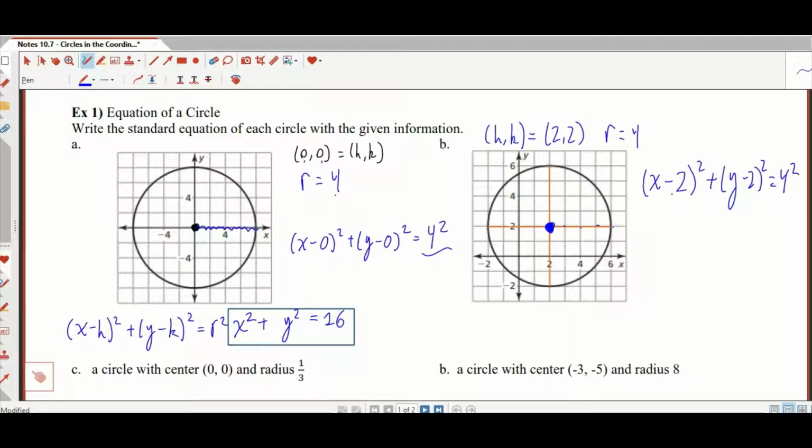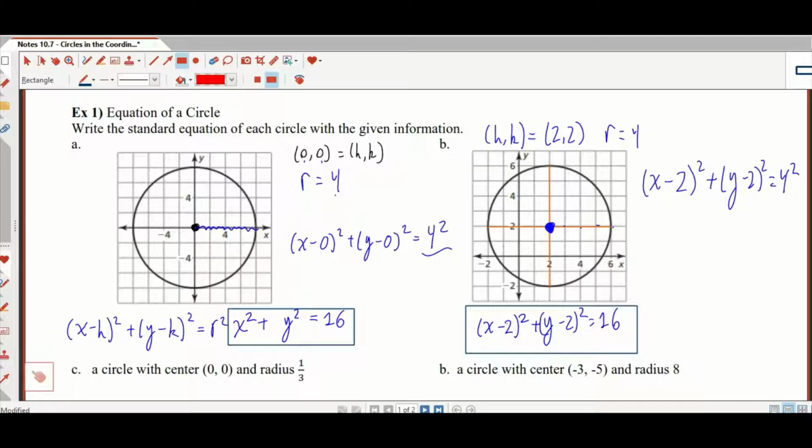And I know what you're thinking. Should I square those out, like x² − 4x + 4 + y² − 4y + 4, and do all that simplification? And the answer is absolutely not. I want you to leave the equation like this: (x − 2)² + (y − 2)² = 16. That is the standard form of the equation of a circle, and so I am not worried about expanding that and simplifying it any further than that. That's good enough for me. It should all be something squared plus something squared equals something. That's what your final results should look like.